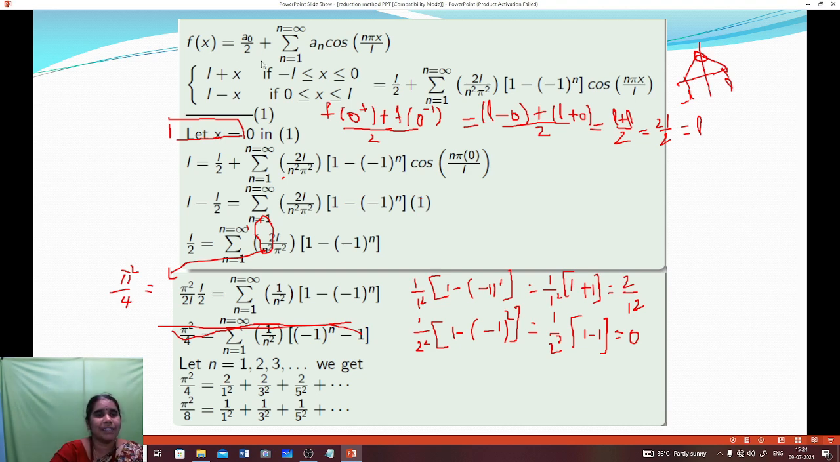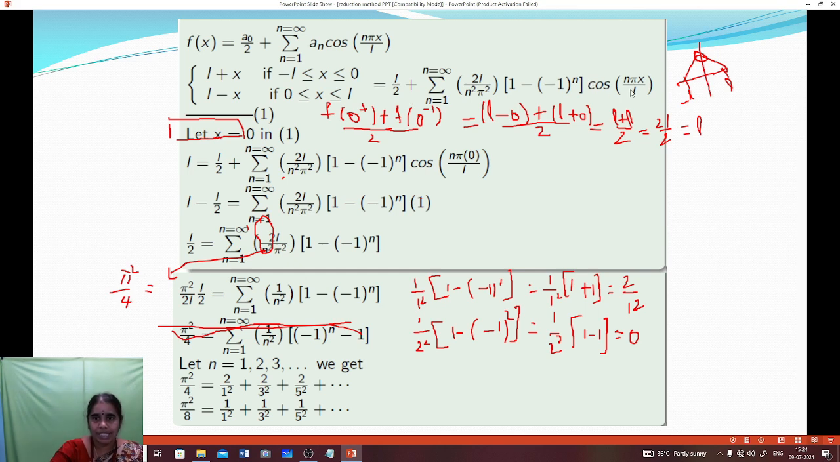Thus the Fourier series expansion is f of x is equal to a naught by 2. We have a value of a naught as L, so L by 2 plus summation of a n into this term. Now we have to find the deduction part of this.